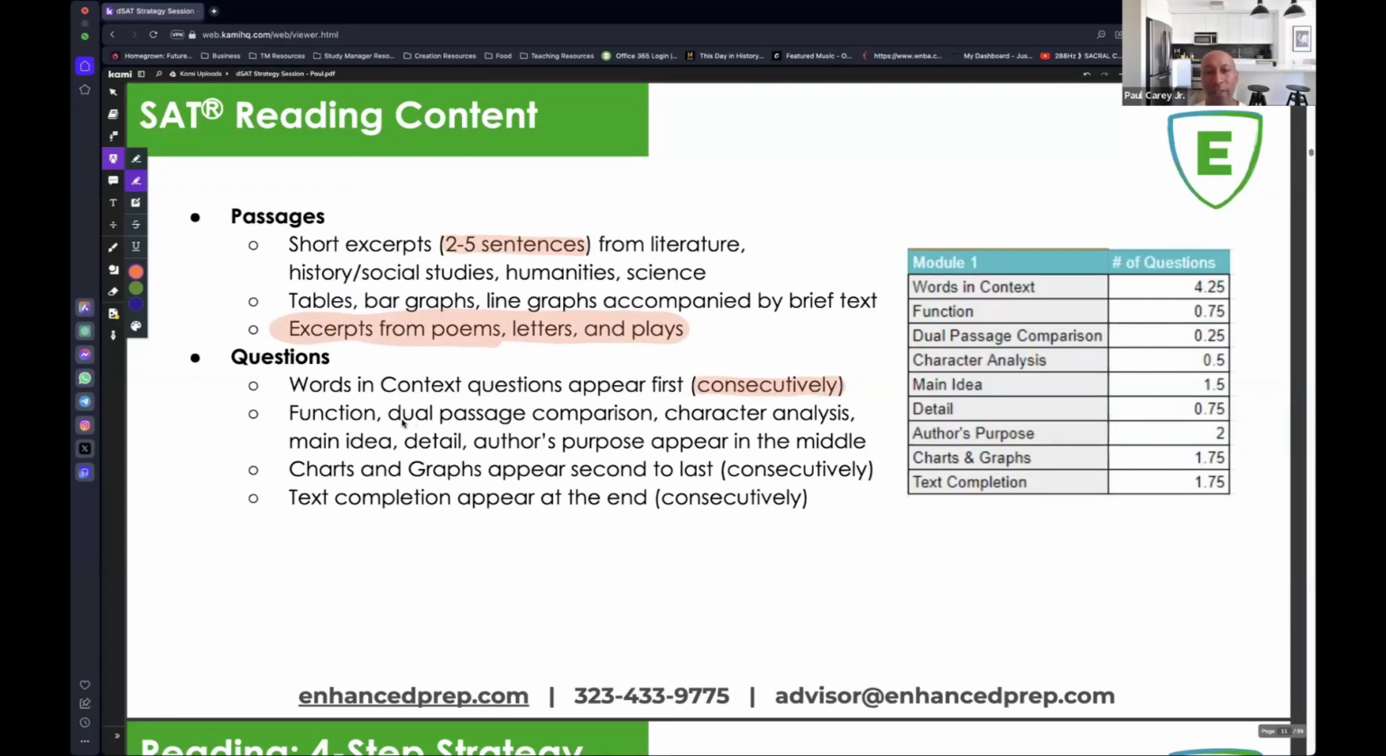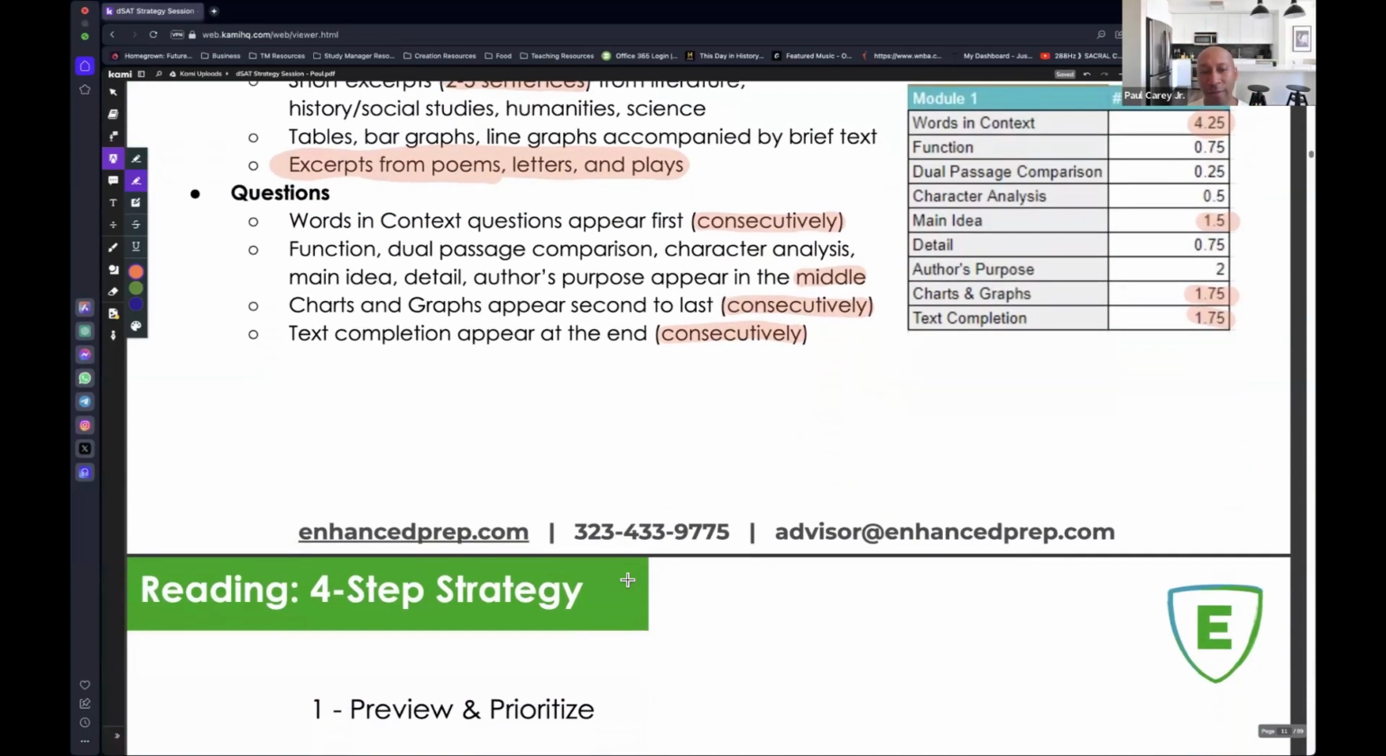And then you have your function, dual passage comparison, character analysis, main ideas, details, author's purpose, and they appear in the middle, okay? And then your charts and graphs appear second to last, but those are consecutive as well. And then text completion appears at the end, but that is also consecutive, okay? As you can see, words and context is the biggest category that you're going to get. Text completion and charts and graphs are up there as well. And your main ideas are going to be a decent amount of questions, okay?